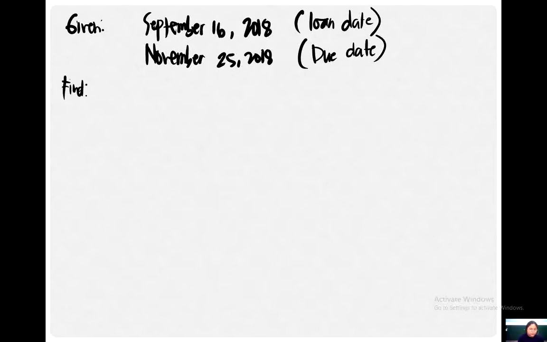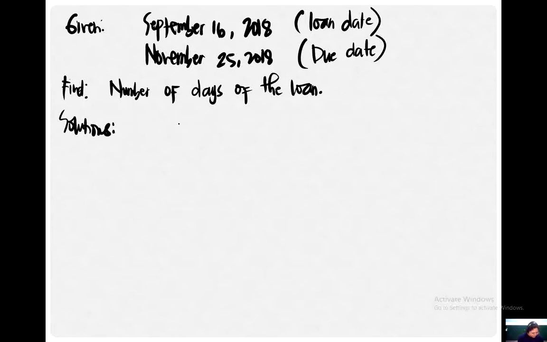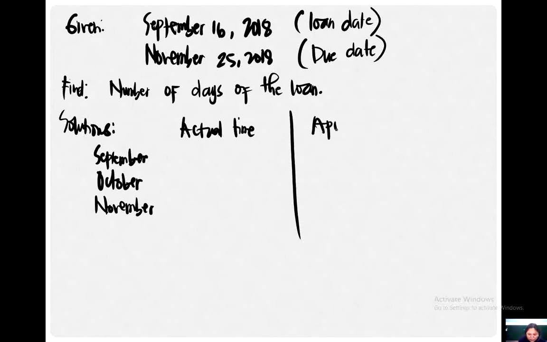So what are we going to do? We are going to find the number of days of the loan. Okay. So let's have the solutions. So first step, let's write September, October, November. So our condition is we are going to use the actual time and the approximate time.